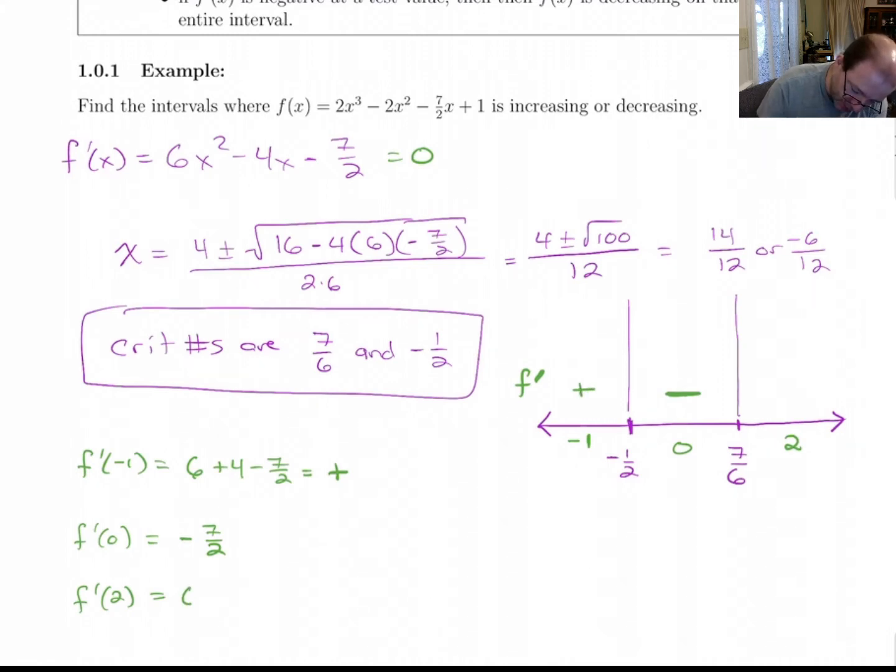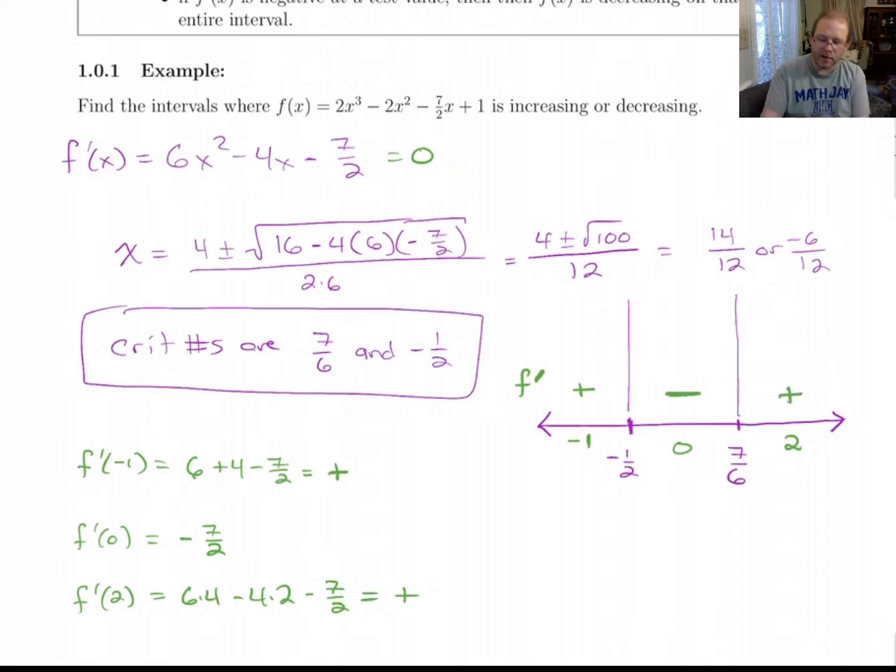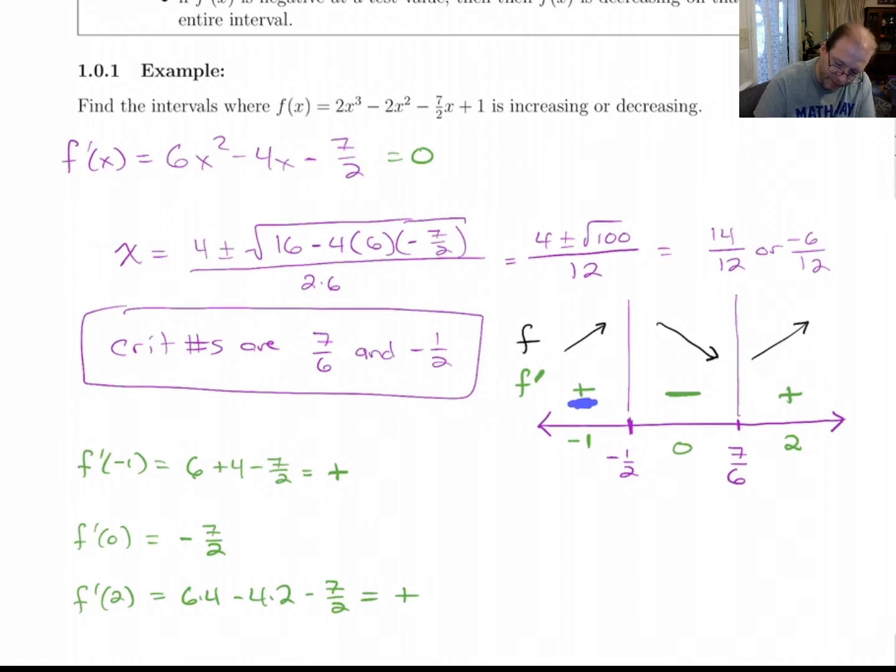And for 2, that's going to be 6 times 4 minus 4 times 2 minus 7 over 2. So that's 24 minus 8 minus 3.5. That's positive. All we care about is the sign, because that tells us what the function does. So f over here is increasing, then it's decreasing, then it's increasing again. And I'm getting that from looking at the signs of the derivative.